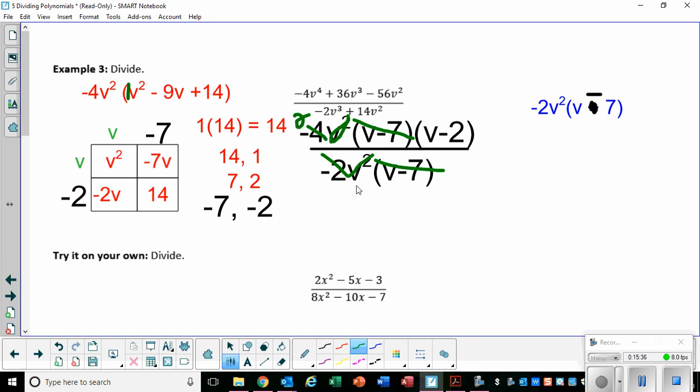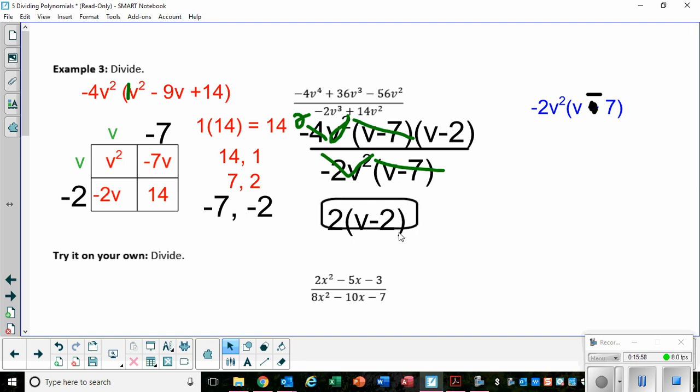And then I'm left with the v minus 2. Okay, so that's going to change my answer a little bit. So I am left with 2 times v minus 2. And let me move it so you can see this. Okay, and that would be my final answer. That's the only thing left that I have. Sorry, that was a little confusing.